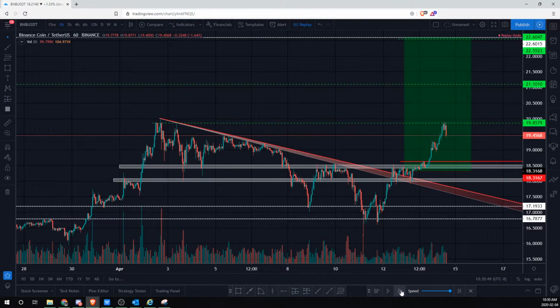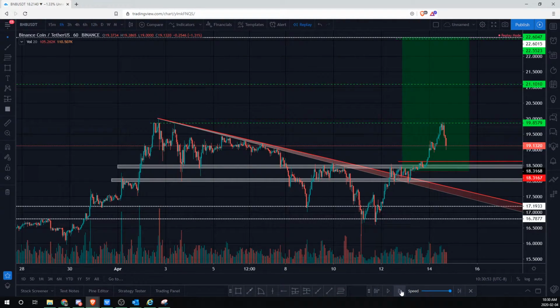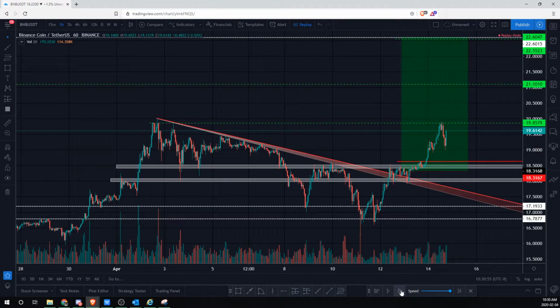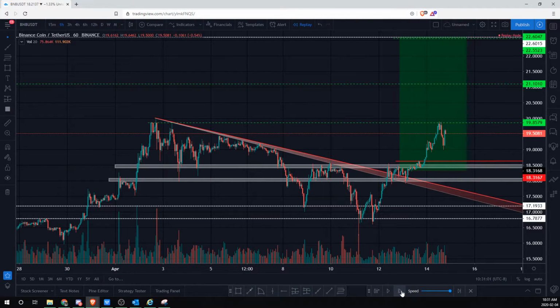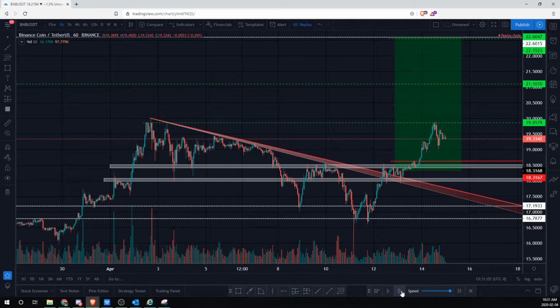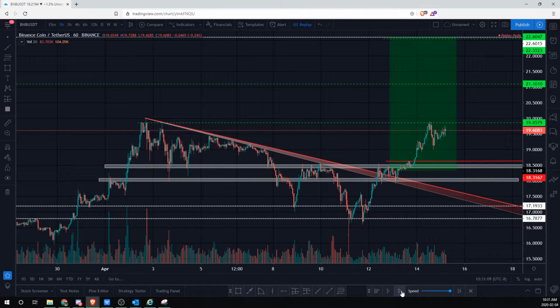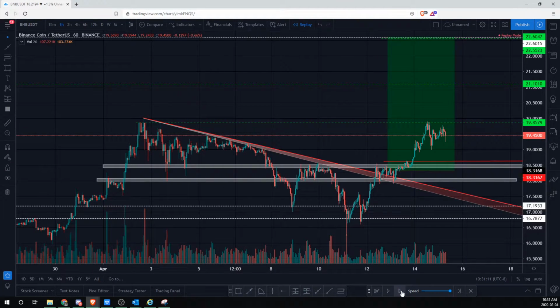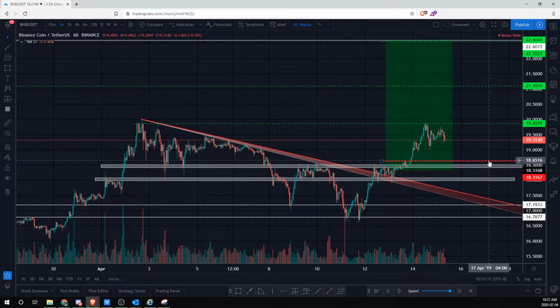So there is that sensitivity that we talked about. We're seeing a decent amount of sellers coming into the market. See a strong level of a bounce at this point right here. Let's continue on with our analysis. Seeing the price make those higher lows. It is hesitating a little bit.